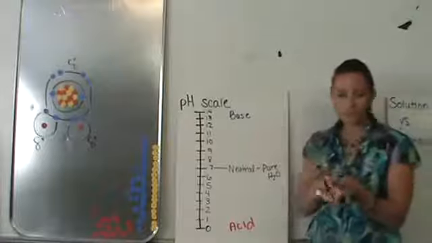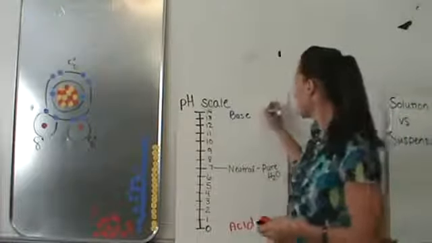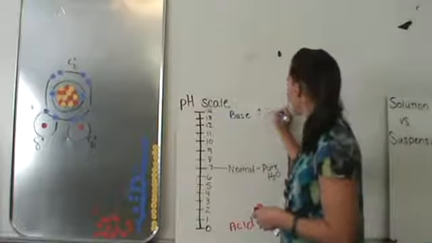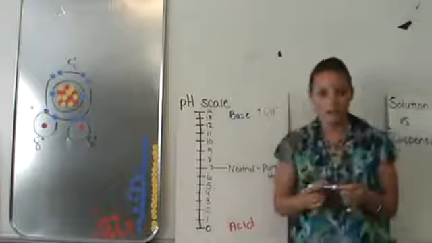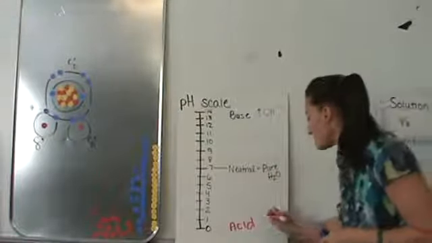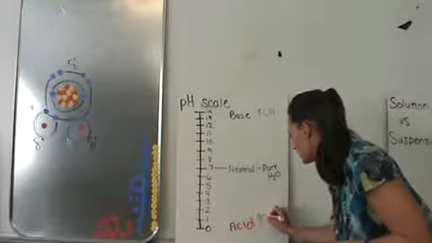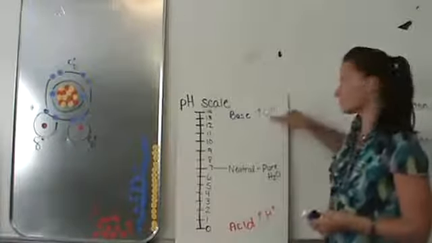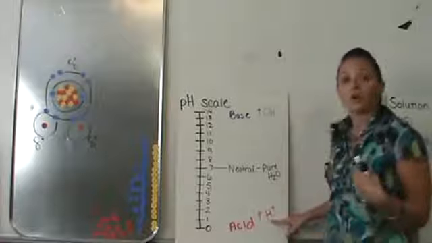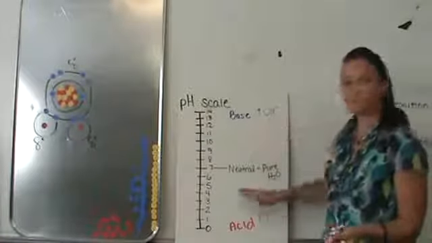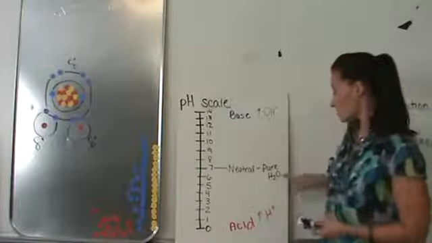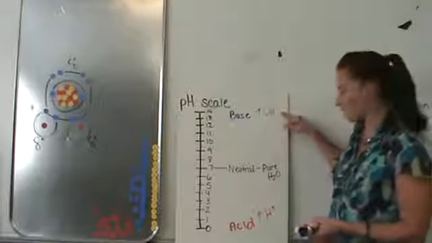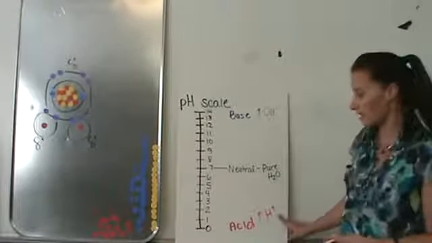Now, if something is basic, it means that it has a higher concentration of OH minus ions, okay? If something is acidic, it means it has a higher concentration of H plus ions. Now, if you notice, if we mix the two together, OH minus plus H plus, we actually get water. So, acids and bases are actually different parts of the water that have kind of split apart. Okay? So bases actually have more of the OH minus, and acids have more of the H plus in them.